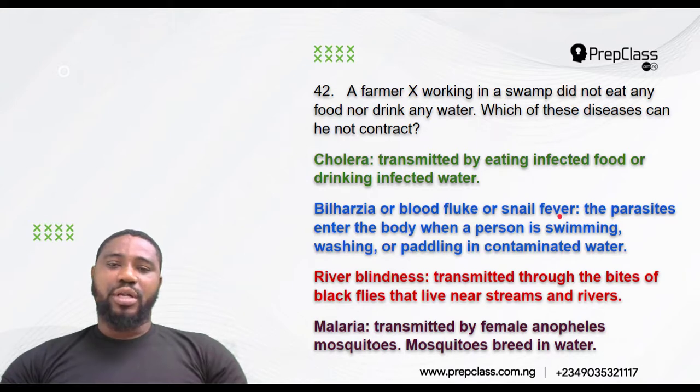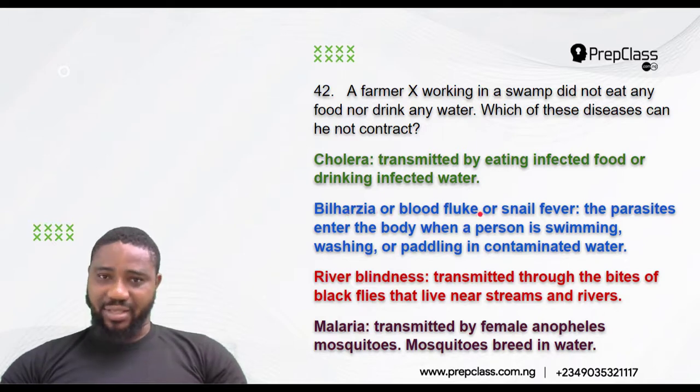Now, they said the farmer was working in a swamp. He did not eat or drink. Which of these can he not contract? If the man was working in a swamp, if that swamp is infected with bilharzia, that's this blood fluke, the man can contract it because the water will touch his body. The water from that swamp will touch his skin, so the man can contract this disease.